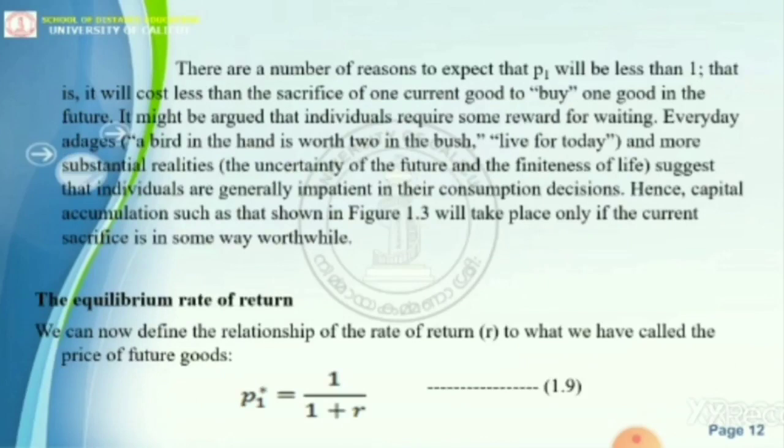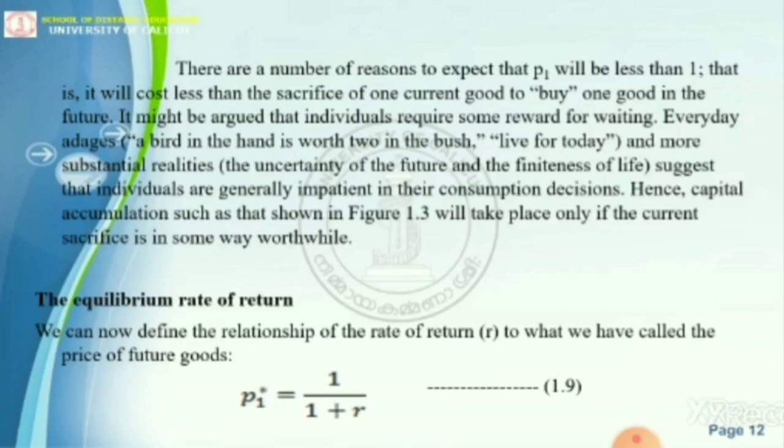So there are a number of reasons to expect that P1 will be less than 1. That is, it will cost less than the sacrifice of one current good to buy one good in the future. It might be argued that individuals require some reward for waiting. Everyday adages, that is, a bird in the hand is worth two in the bush, live for today, and more substantial realities, that is, uncertainty of the future and the finiteness of life, suggest that individuals are generally impatient in their consumption decisions.